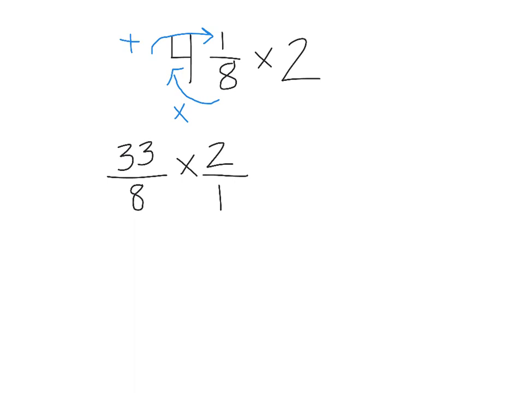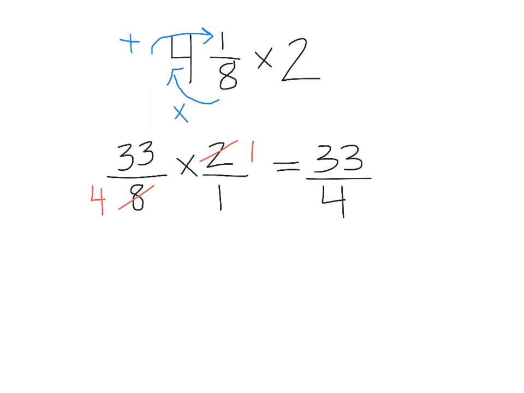I'm going to check to see if I can simplify. I know that 2 and 8 both have 2 in common, so I'm going to simplify that. 2 divided by 2 is 1, and 8 divided by 2 is 4. Now this is going to help give us some smaller numbers to work with. When we go and multiply across, 33 times 1 equals 33, and 4 times 1 equals 4. So now we have 33 fourths, which we need to change back into a mixed number.